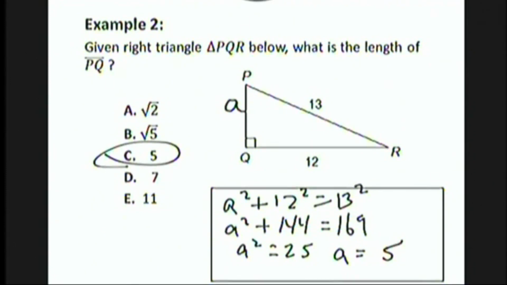Once again, I'd just like to mention that we only take the positive solution here because we're looking at the length of the side of a triangle. Also, there's a quicker way to do this if you happen to recognize the Pythagorean triple 5, 12, 13.